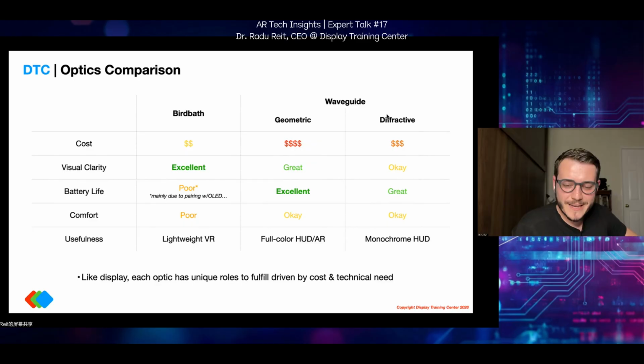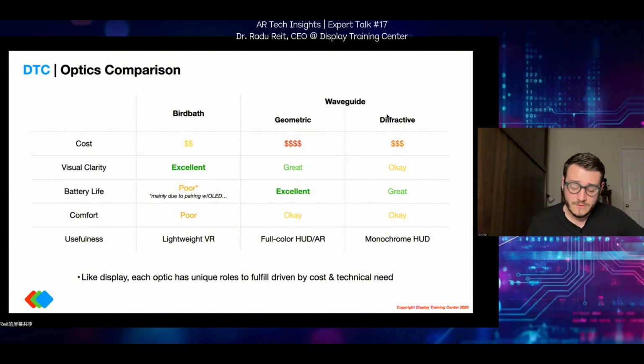All right. So we have three separate main optics for all of our devices, which is the birdbath and then the geometric and diffractive waveguides. Really, this isn't a choice that you make when you are creating a product based off of which one of these three do I make for my product. You have to select what your product is intended to do. Because if you're going to make a lightweight VR or a display glass, there's no reason to pay the premium for a geometric or a diffractive waveguide.